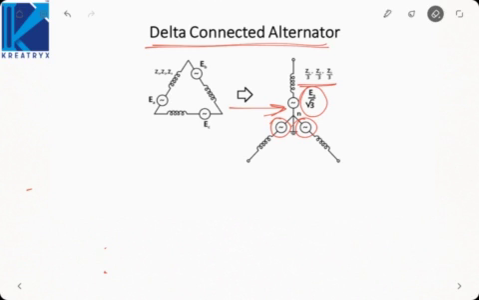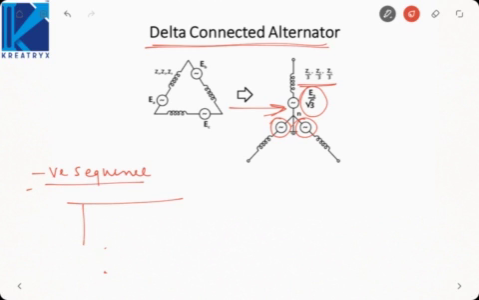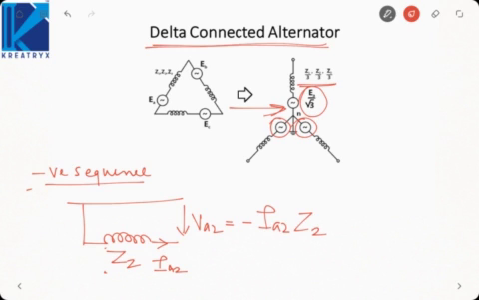What happens for the case of negative sequence? In case of star, since there is no EMF in the negative sequence or the zero sequence, we will just place the impedance. This will be IA2. So VA2 will be equal to minus IA2 into Z2. But in case of delta, what you will do is you will divide it by 3. So it will be IA2 Z2 by 3.